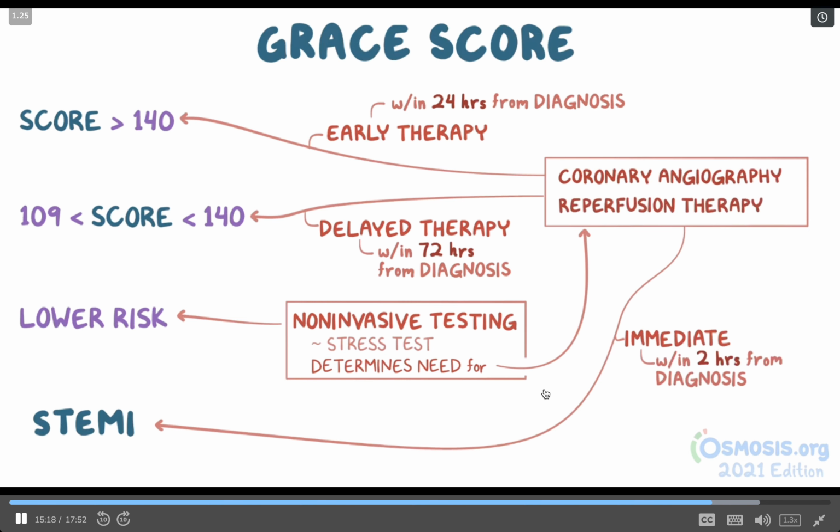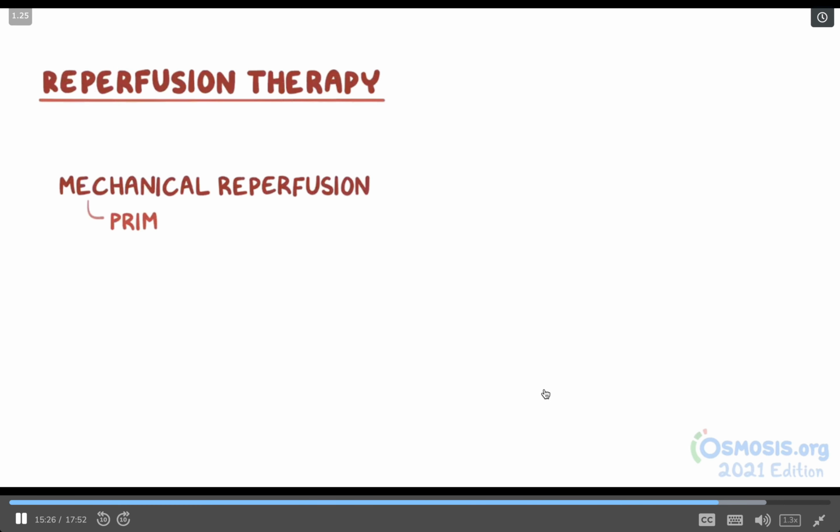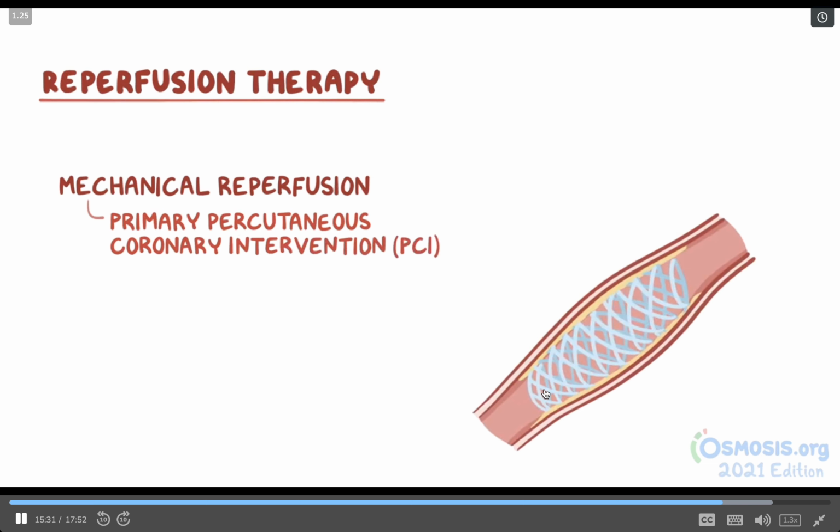Moving on, patients with STEMI need immediate, so within 2 hours from diagnosis, coronary angiography and reperfusion therapy, ideally within 12 hours from symptom onset. The 2 ways to do reperfusion therapy are mechanical reperfusion with primary percutaneous coronary intervention, or PCI, which usually includes the insertion of a stent to keep vessels open and is strongly preferred.